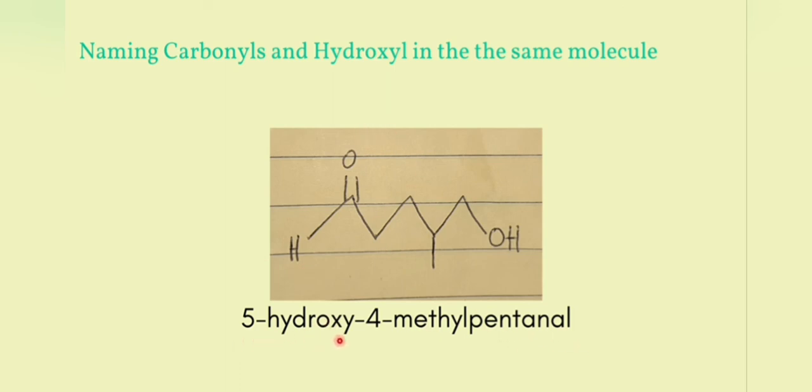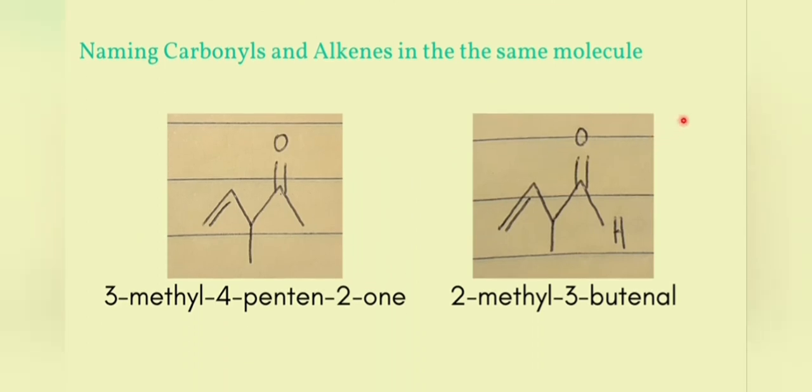And 5-hydroxy, since we will start counting from here, 1, 2, 3, 4, 5. So 5-hydroxy. For this one, 4-methyl because the methyl is located on the 4th carbon. So 1, 2, 3, 4. 4-methyl. So 5-hydroxy 4-methylpentanal. For the last part, naming carbonyls and alkenes in the same molecule.